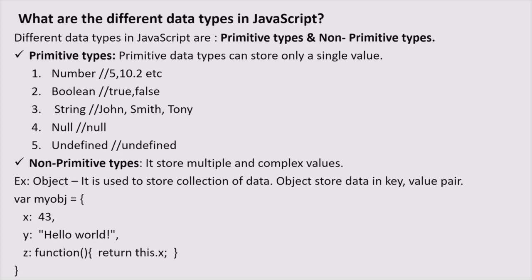So in this example, where myobj equals, here x is the key and 43 is the value, y is the key and hello world is the value. So if we write the output this.x, it returns 43 as an output.